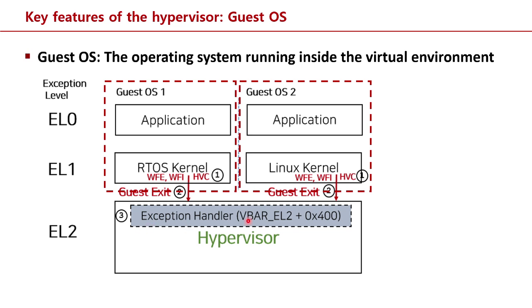The rule to branch into the exception vector address is determined by this rule. Add the offset, 0x400, to the exception vector base address in the VBAR_EL2 register. The VBAR_EL2 register has the base address for the exception vector table. I'm going to explain the responsibility of the VBAR_EL2 register in the next lecture.